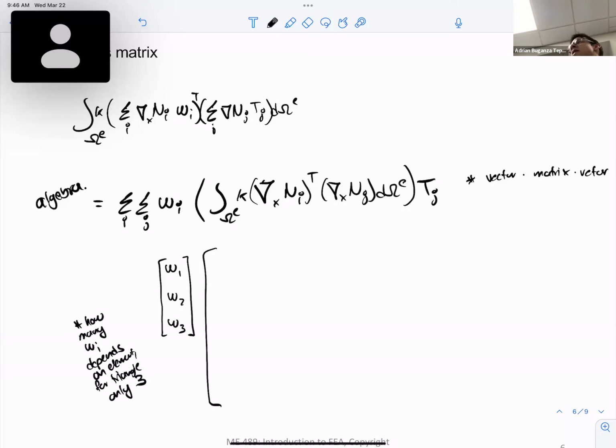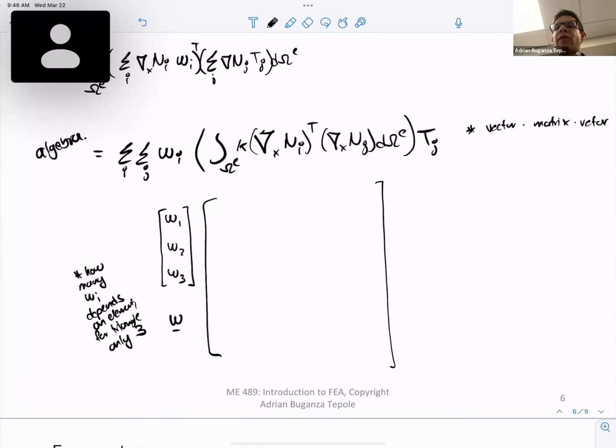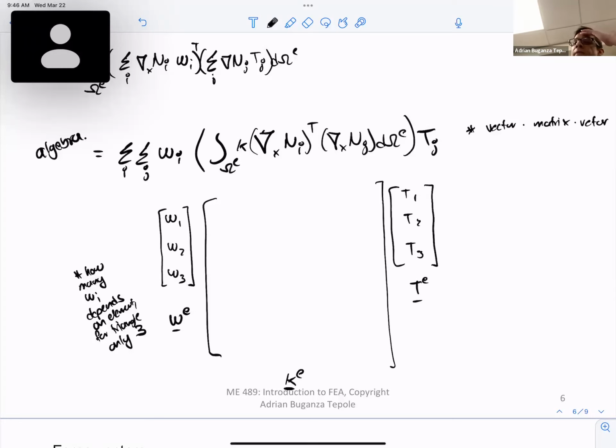Then you have a matrix, which is the stiffness matrix for the element. So this one, by the way, I'm going to call WE. This one I'm going to call KE. And then again, I just need the 3 values, E. And what are the entries of this stiffness matrix?